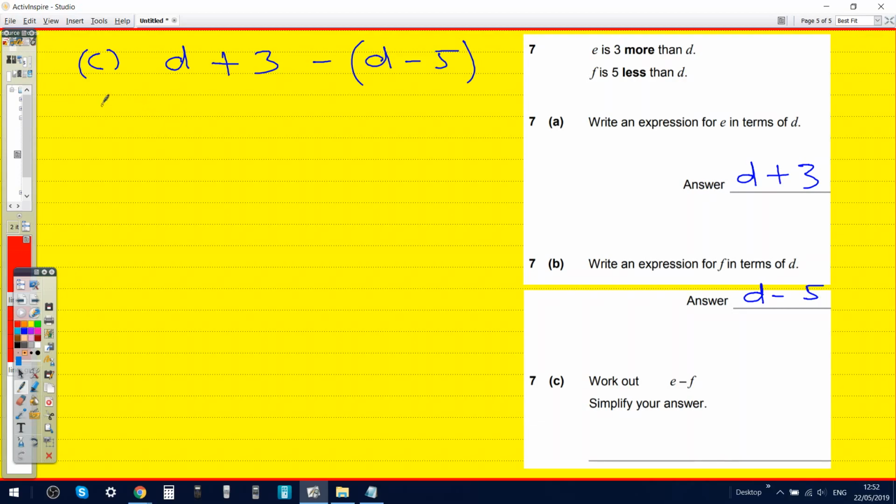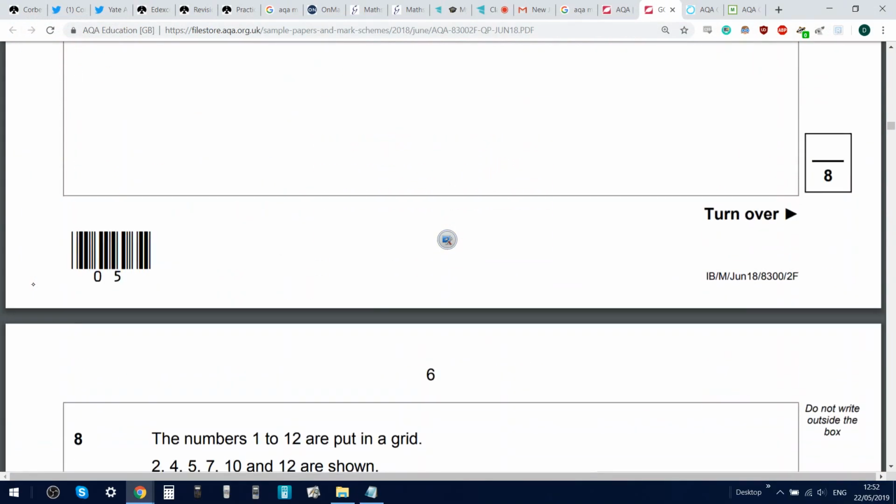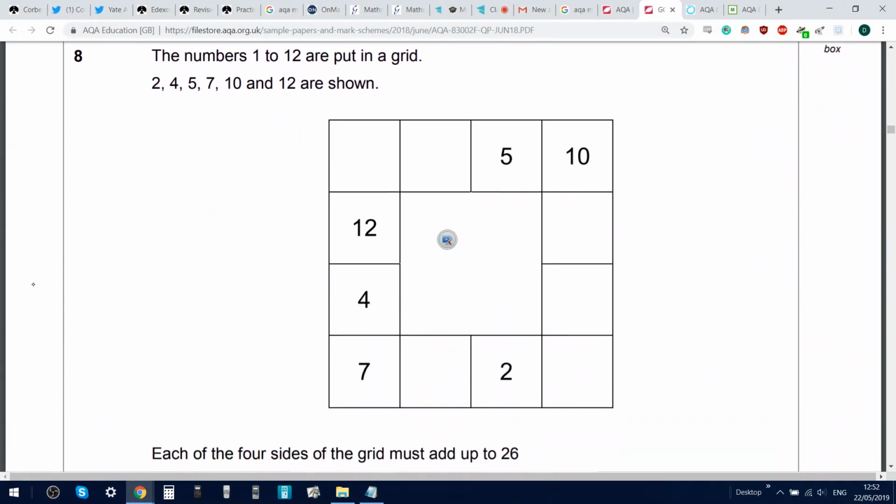So 3 plus 3 minus 5, that's going to be 3 minus minus 5. So that's 8. And if you think about it, if this one is 3 more than D and this one is 5 less than D, then that's a total distance of 8. If one is plus 3 and minus 5.